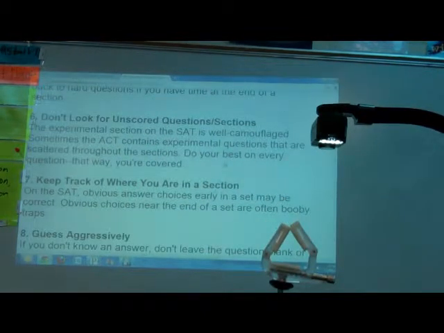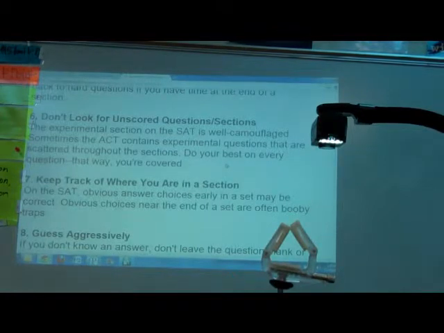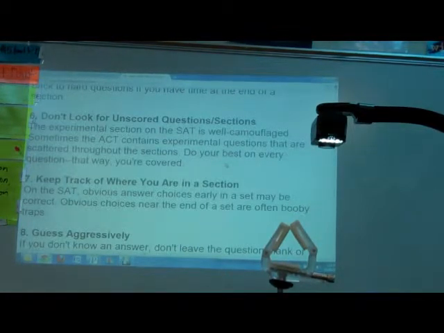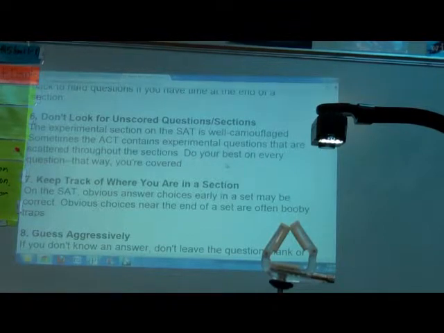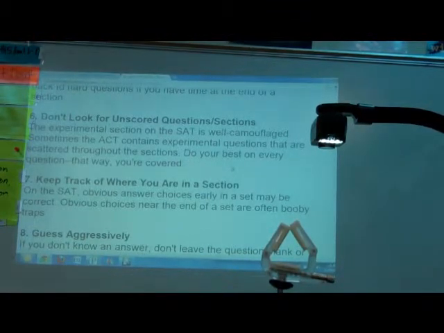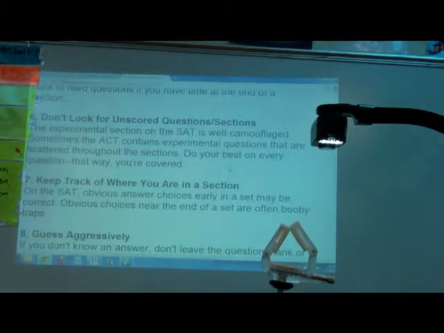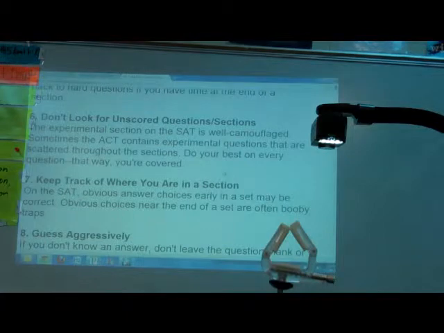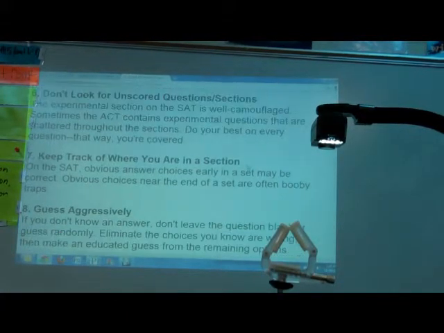Don't try to figure out which section is the experimental section. On the SAT, there is going to be one section that is not going to count towards your score. Don't try to figure out what it is so that you can blow it off. You won't be able to tell. Just do your best on all the sections. The ACT, if you're taking that ever, does have experimental questions. Sometimes they're scattered throughout, so you just need to do your best on every question.